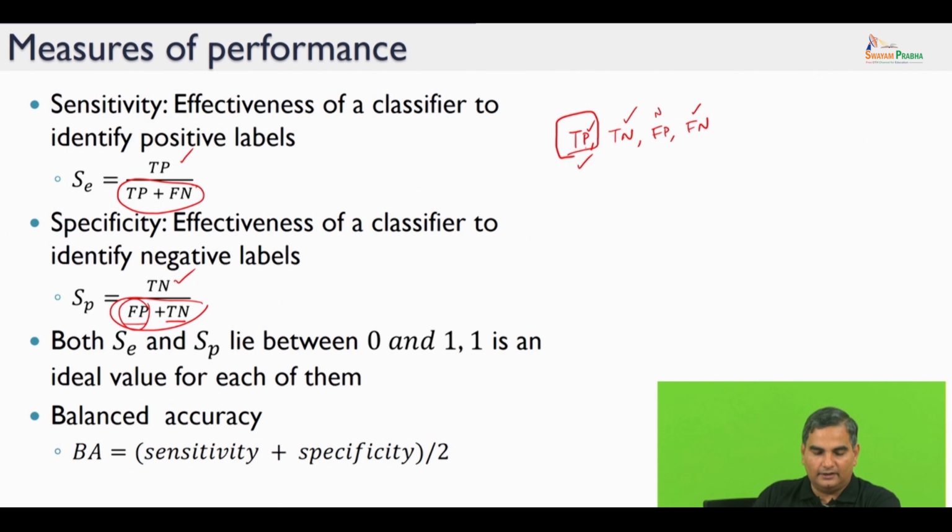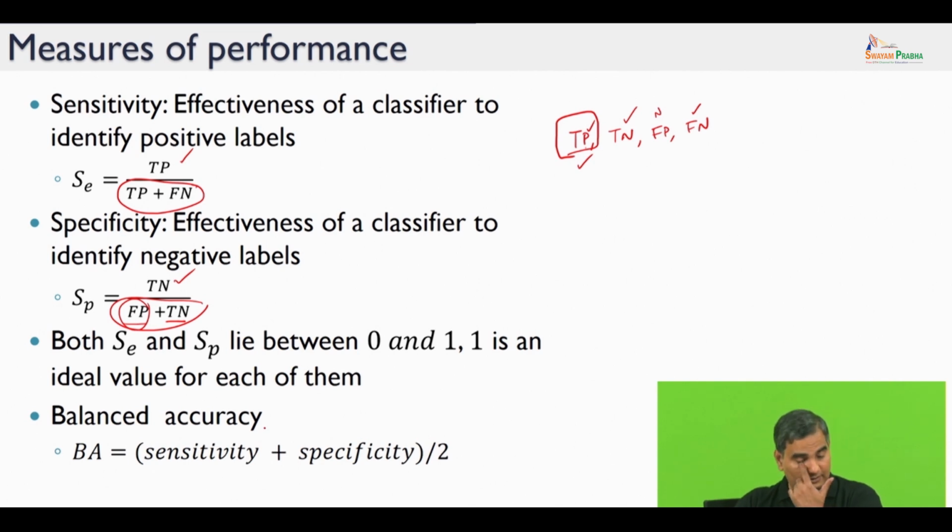You can quite easily notice that the values of sensitivity (SE) and specificity (SP) will both have to be between 0 and 1, and the best result is when both are 1. So, these are 2 other measures that people use, and there is also another measure, which is balanced accuracy, which is sensitivity plus specificity divided by 2. That is an average of sensitivity and specificity.